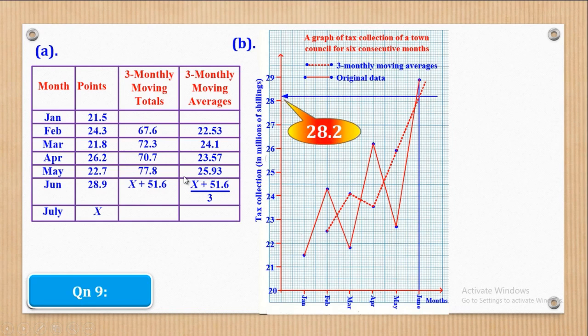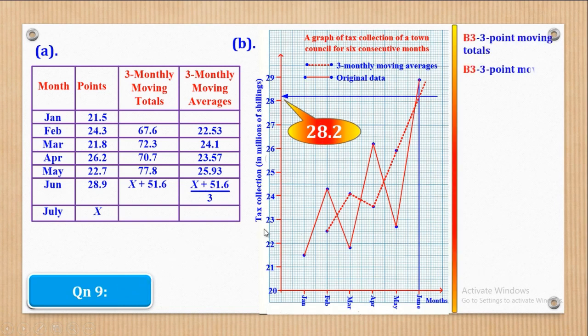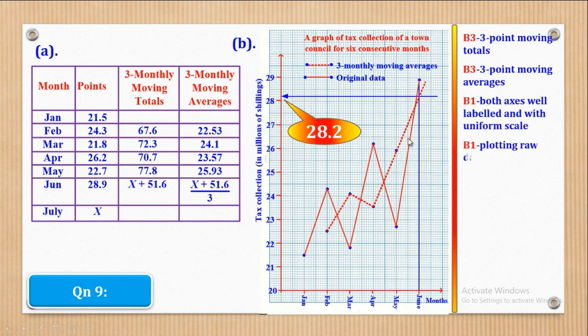What does that mean? It means that the whole of (x + 51.6)/3 is equal to 28.2. Now let's see how that is used. But before we see that, let's first award marks for this slide, so that we can go to the next slide when we already know what you have got here.